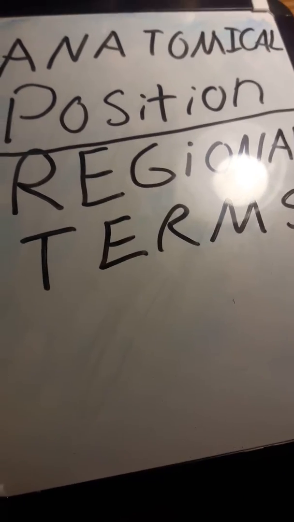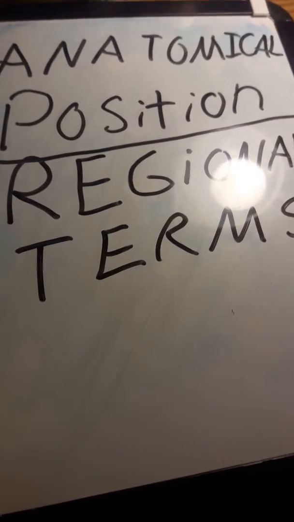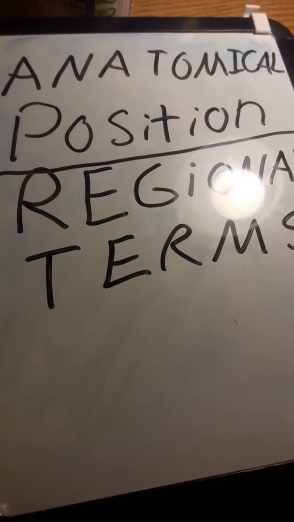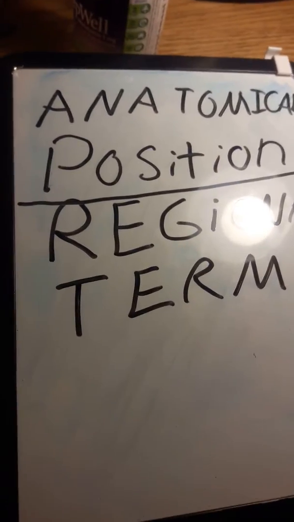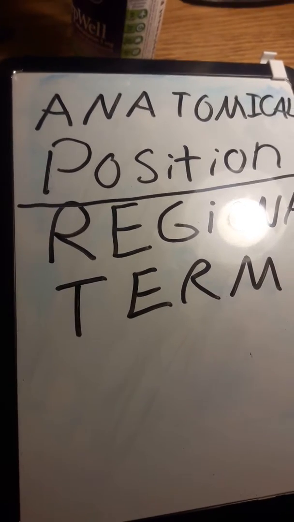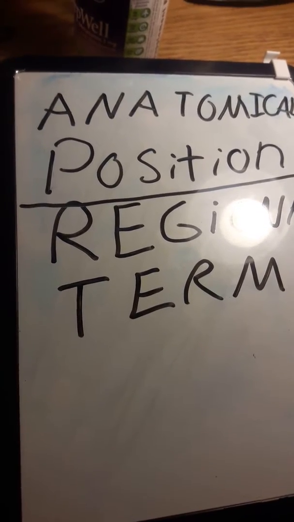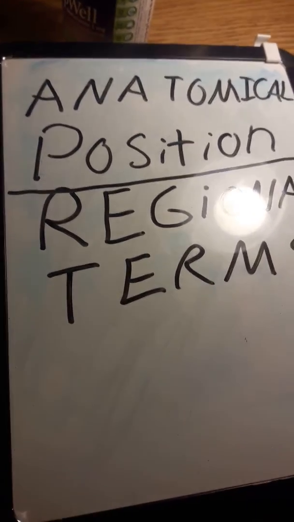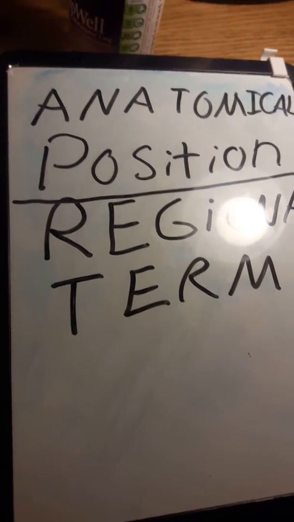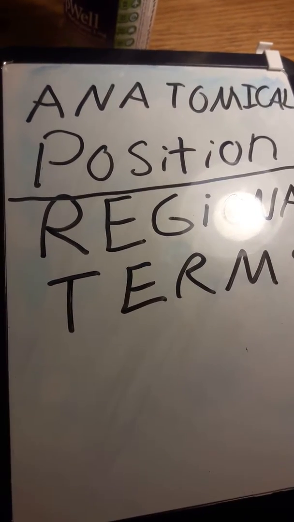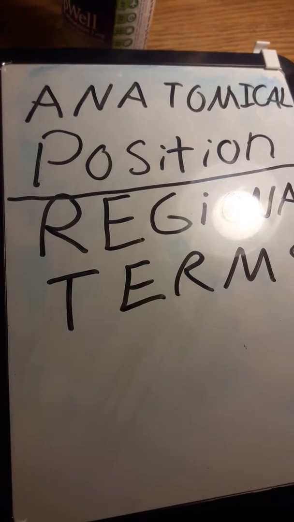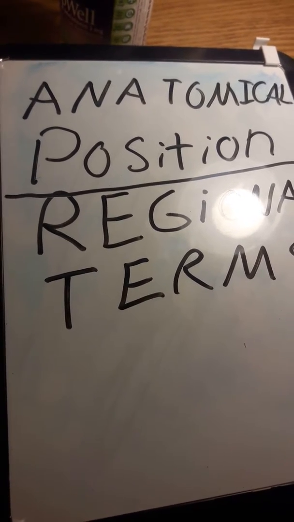We're also going to look at the regional terms. So I'm going to discuss those now. We have cephalic, which is meaning around the head area. Frontal will be around your forehead area. Orbital, where the eye area is. Nasal, pretty self-explanatory, your nose. Oral is going to be mouth. Mental is going to be around your jaw or chin area.